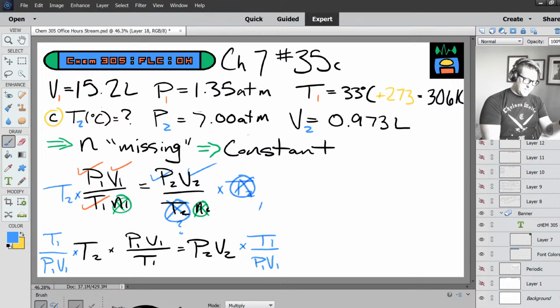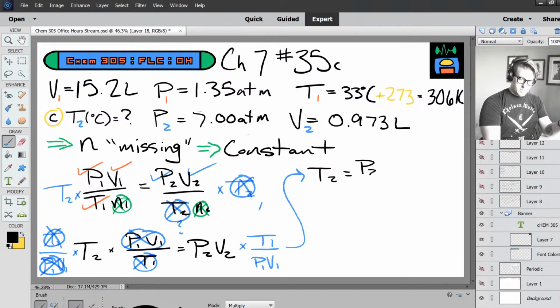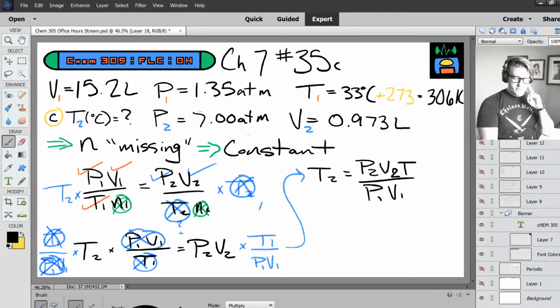All right, and here everything cancels off of the left side of this equation. And we get T2 is equal to P2 V2 T1 over P1 V1. All right. Now we have all the numbers here, so we can plug these in.